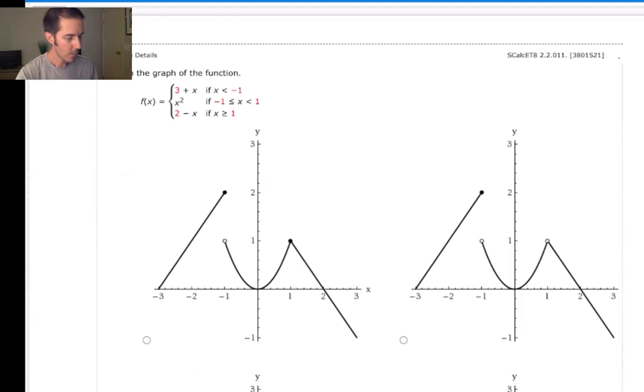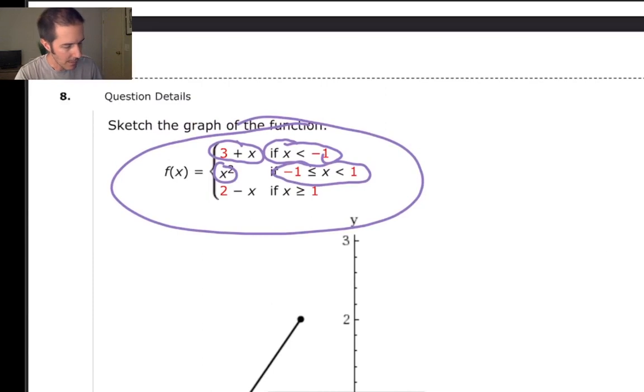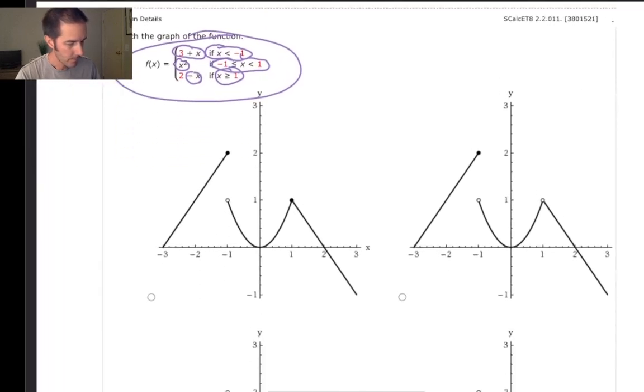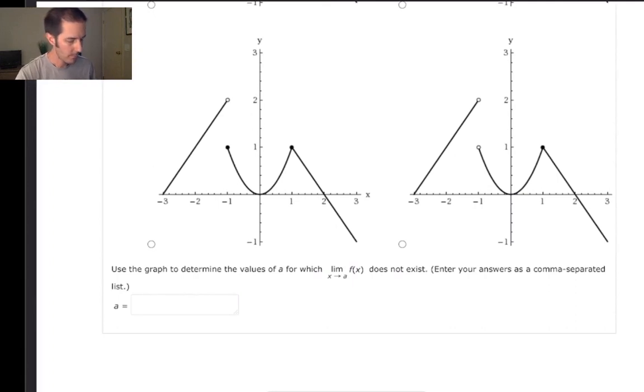Here's a piecewise function. You're being asked initially to graph this piecewise function, so just be careful that you're drawing a line on the graph where x is less than -1. You're drawing a parabola between -1 and +1. You're drawing a line with a negative slope where x is greater than 1. You can do it, and then after you do that, there's a follow-up question. There's a limit question waiting for you.